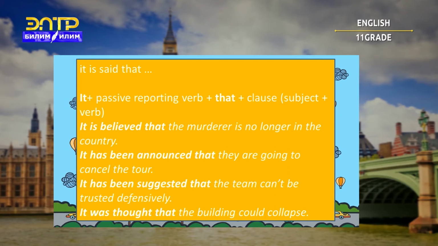It is said that. It plus passive reporting verb plus that plus clause, subject and verb. For example, it is believed that the murderer is no longer in the country. It has been announced that they are going to cancel the tour. It has been suggested that the team can be trusted defensively. It was thought that the building could collapse.